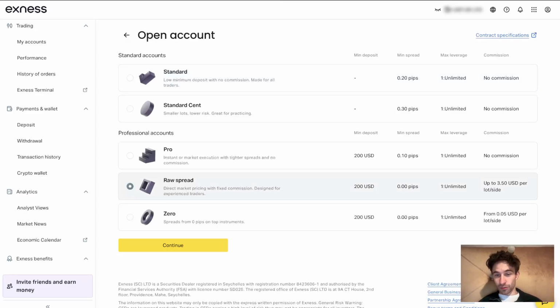So as it says right here, there is no spread at all. The price is the actual price. And the way that Exness make their money is it's $3.50 they take every time you enter a trade and $3.50 every time you exit a trade. So essentially $7 per trade.